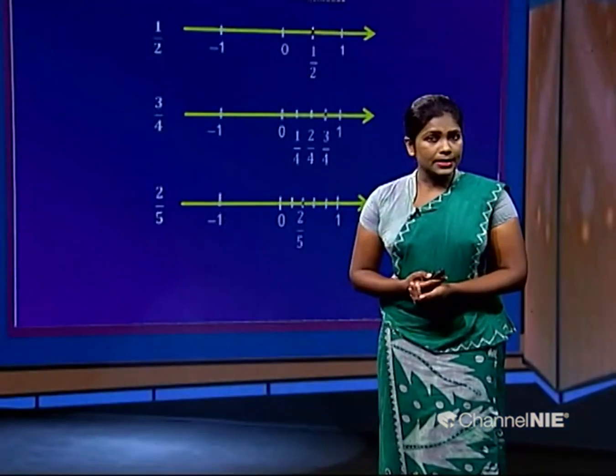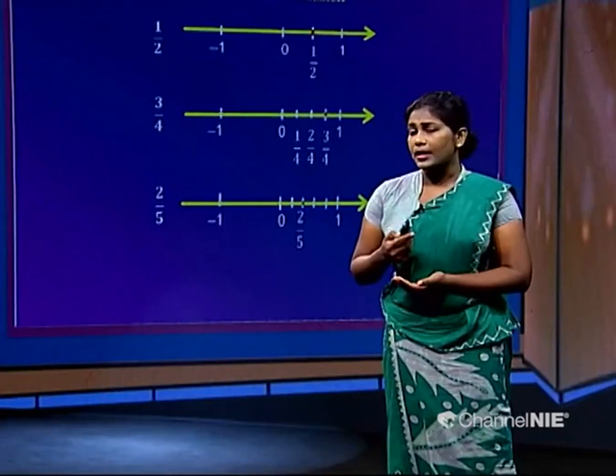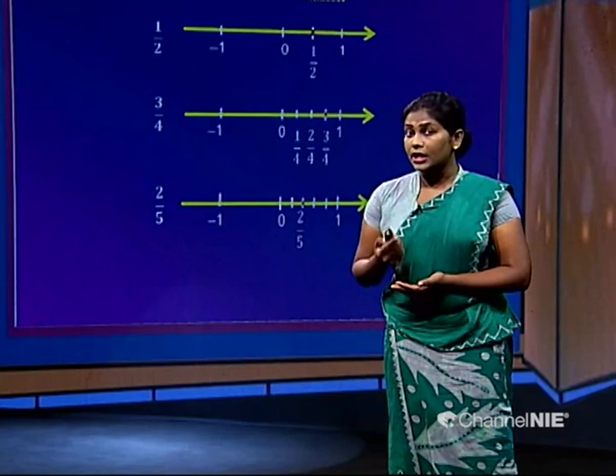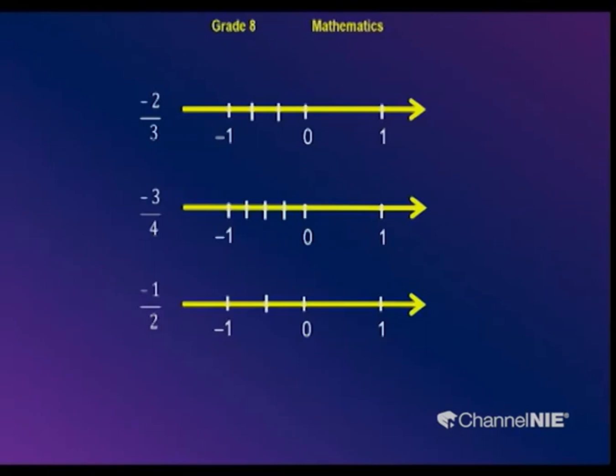Now we have discussed the positive fractions. Let us see how to represent negative fractions on a number line. Look at that. Those are the negative fractions. Minus 2 over 3, minus 3 over 4, minus 1 over 2. Okay children, first one. Separate into 3 parts between 0 and minus 1, because the negative fractions belong between 0 and minus 1.